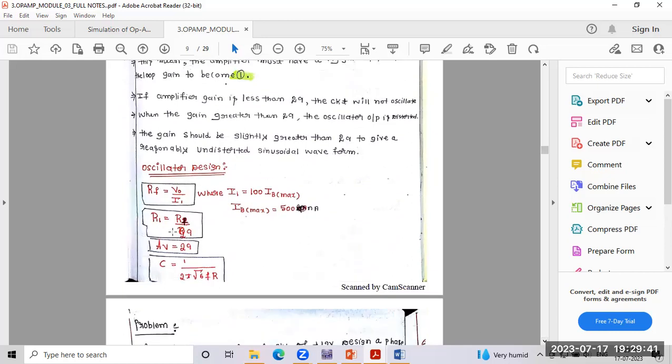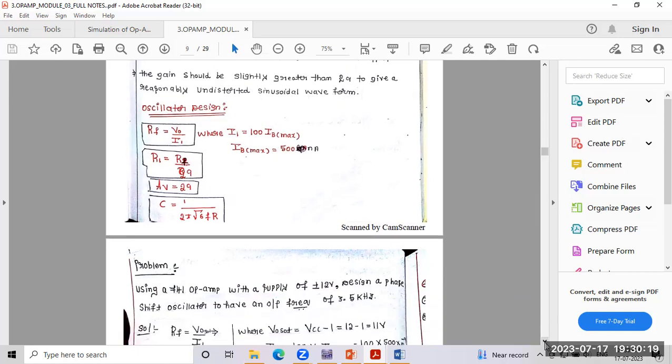Okay, next, R1 equal to RF divided by AV. How does this formula come? I will tell you in the future slides. Okay, AV equal to 29, we know. AV is nothing but output divided by input, RF divided by R1. Here you can substitute, and R1 comes out equal to RF divided by 29. Okay, C equal to 1 divided by 2 pi root 6 FR. F is equal to 1 divided by 2 pi RC root 6. Here we need to find the C value.